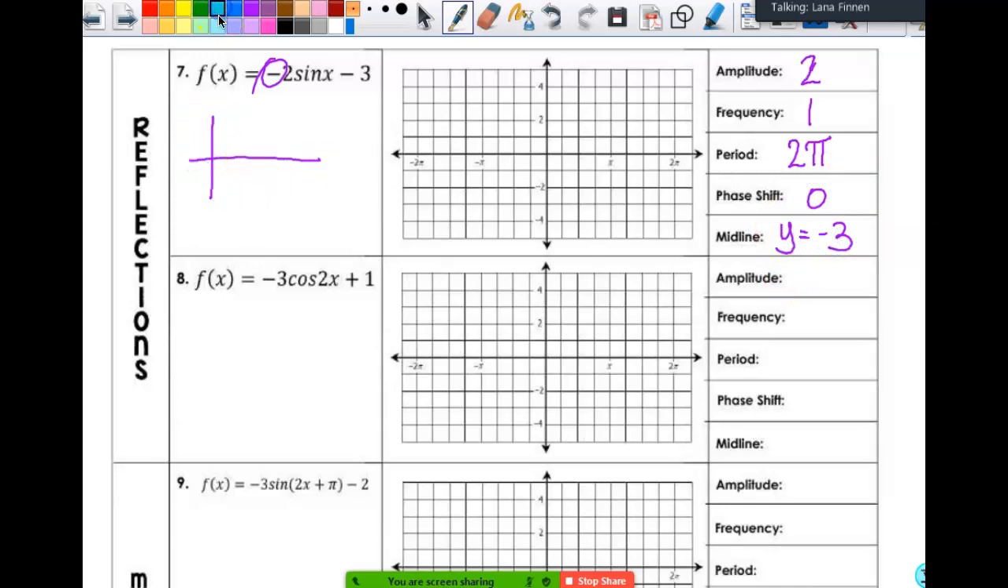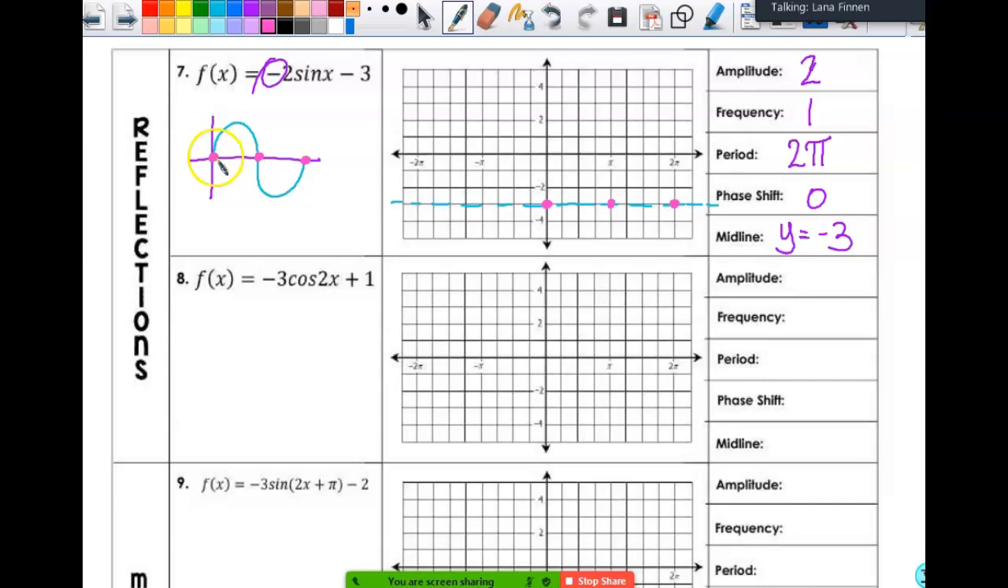Sine parent function looks like this, and I sketch in my midline. Okay, so this would be a midline 0, 0, as long as there's no phase shift, and there's not, so this is a midline 0, 0. Then this is the end of the period, still a midline 0. It's at 2 pi, so it's 2 pi from here, I'm here. And then halfway is pi. So there are those 3 midline zeros that I get from here.